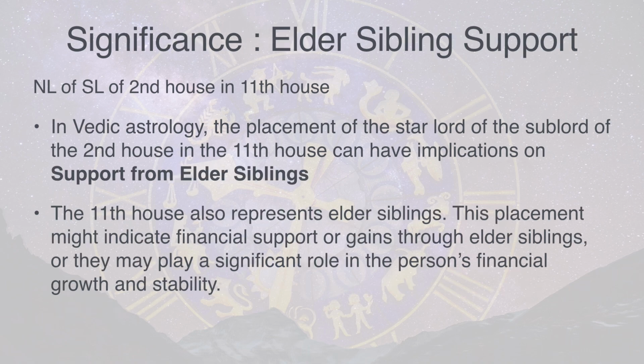In astrology, the placement of the star lord of the sublord of the second house in the 11th house can have implications on support from elder siblings. The 11th house also represents elder siblings. This placement might indicate financial support or gains through elder siblings, or they may play a significant role in the person's financial growth and stability.